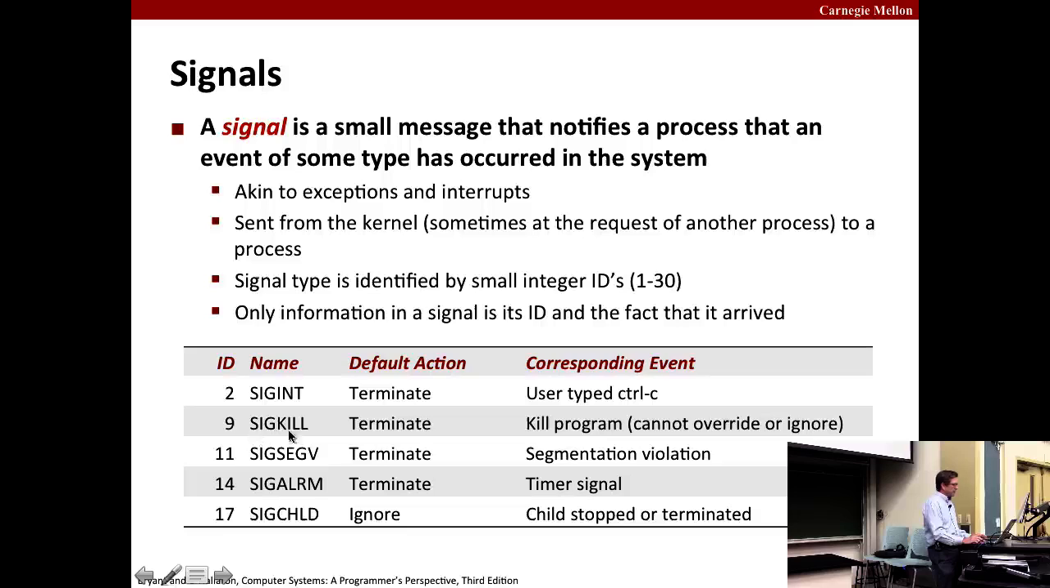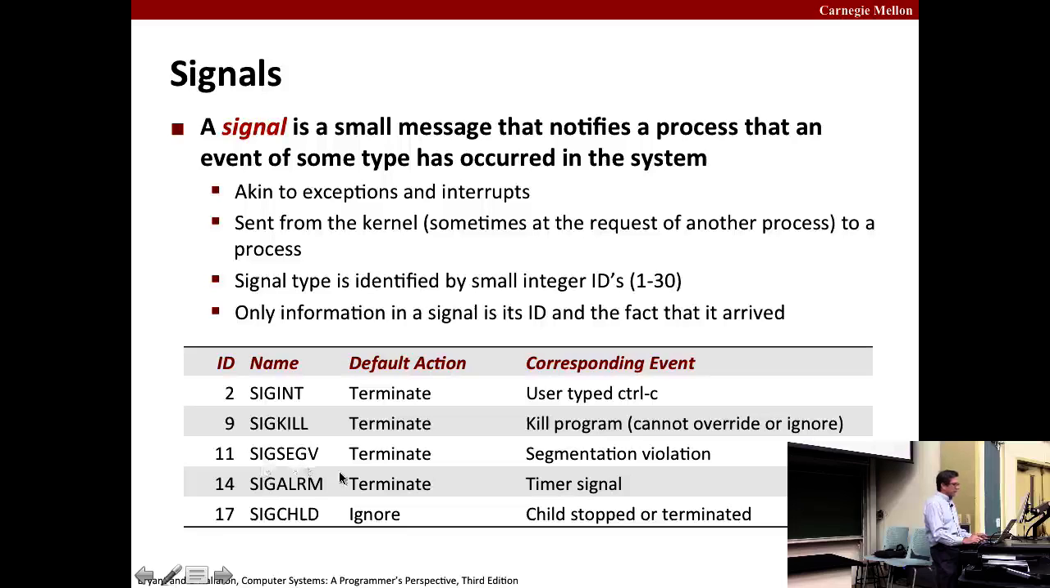SIGKILL, number 9, can be used to terminate any program. So these two, SIGINT and SIGKILL, have the same effect on the programs, that they kill the program. The unique aspect of SIGKILL is that there's no way to ignore it or override it. Okay, so this is like the fail-safe. As we'll see, there are ways to catch and ignore other signals like SIGINT.